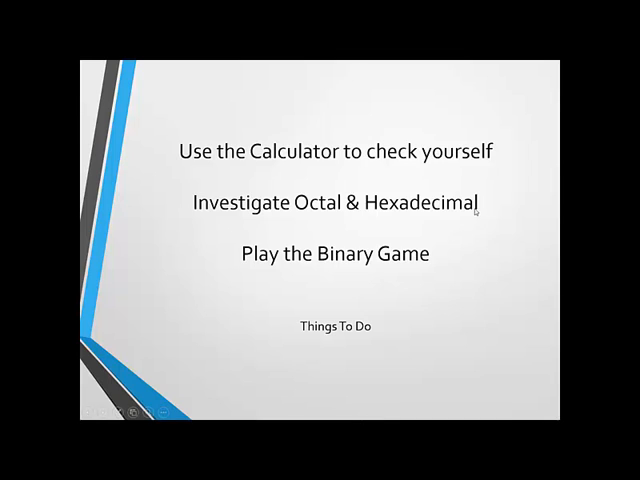You can also investigate octal and hexadecimal numbering systems and use the calculator to check yourself. Set the view on your calculator to programmer mode and notice the radio buttons for your different numbering systems, binary, decimal, octal, and hexadecimal, and have some fun with it. I hope you really totally understand now how to convert between binary and decimal, and if you have any questions, let me know. Thank you.